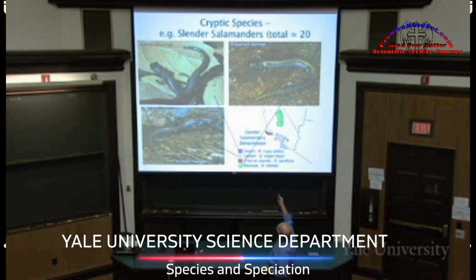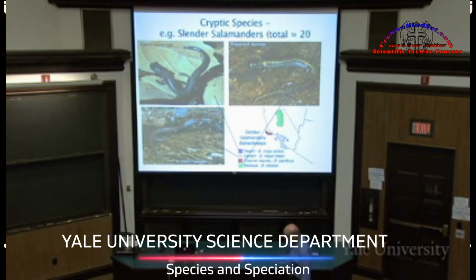There is a radiation of salamanders, Batrachoseps, in California, well studied by Dave Wake's lab at Berkeley, by the way, where there are a very large number of species and local forms, and many of these can only be recognized if you look at gene sequences. So cryptic species are common in some groups of salamanders.